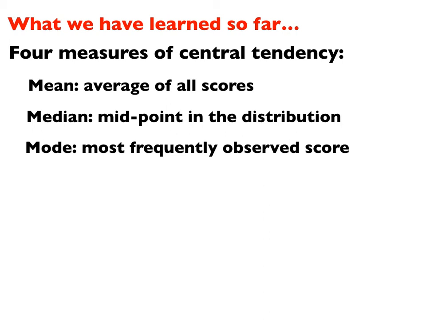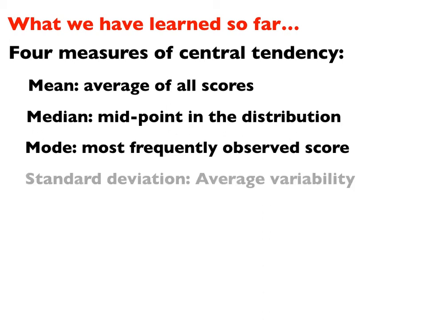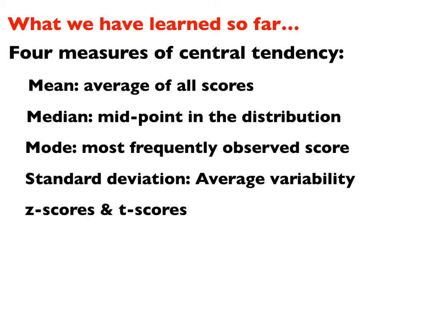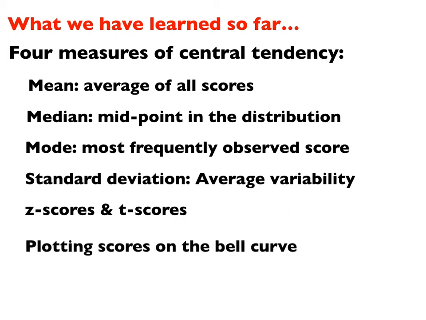The 4th measure of central tendency we discussed is the standard deviation. The standard deviation is defined as the average variability of all scores in relation to the mean. The standard deviation is one of the most important measures of central tendency that is used when carrying out empirical studies. Once we learned to calculate the mean, median, mode and standard deviation, we learned about 2 important standardized scores used in research, the z-score and the t-score. We concluded our study by learning how to calculate and then subsequently plot these scores on the bell curve.